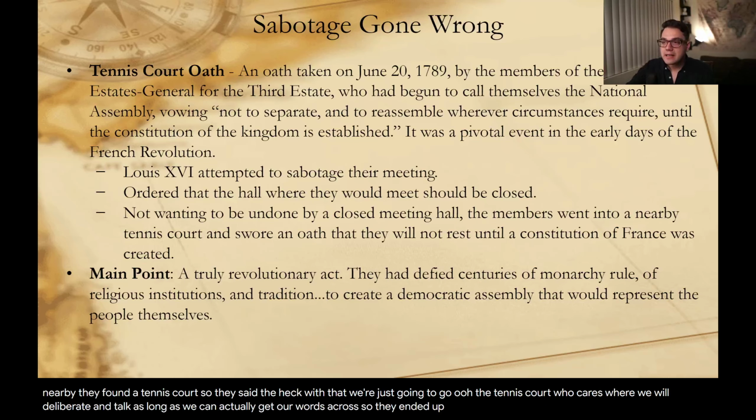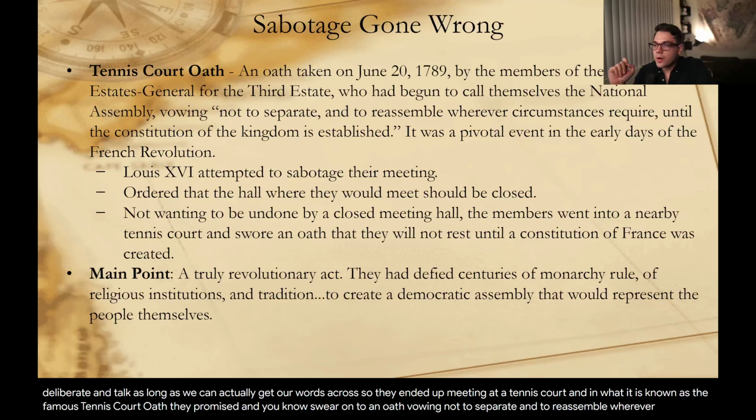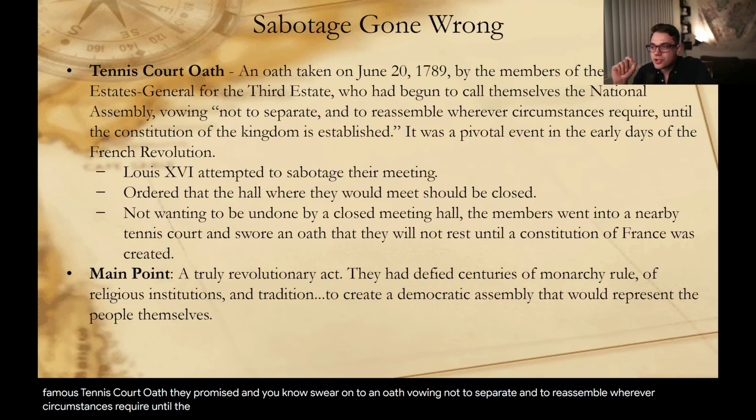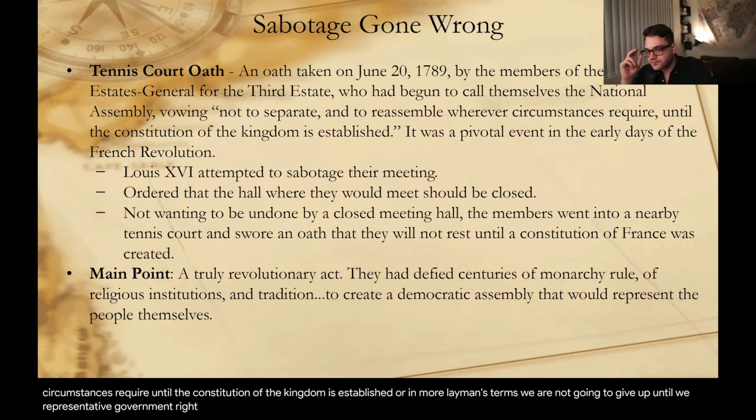So they ended up meeting at a tennis court, in what is known as the famous Tennis Court Oath. They swear an oath, vowing not to separate and to reassemble wherever circumstances require until the constitution of the kingdom is established. Or, in more layman's terms, we are not going to give up until we form a constitution for a representative government, right? The main point of all of this is that this was truly seen as a revolutionary act.